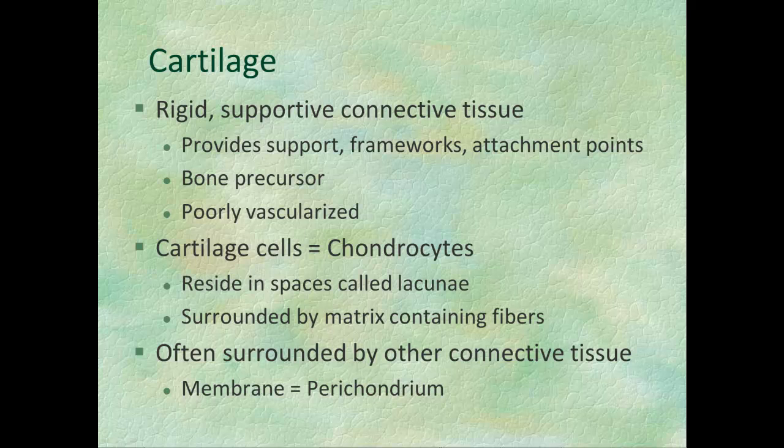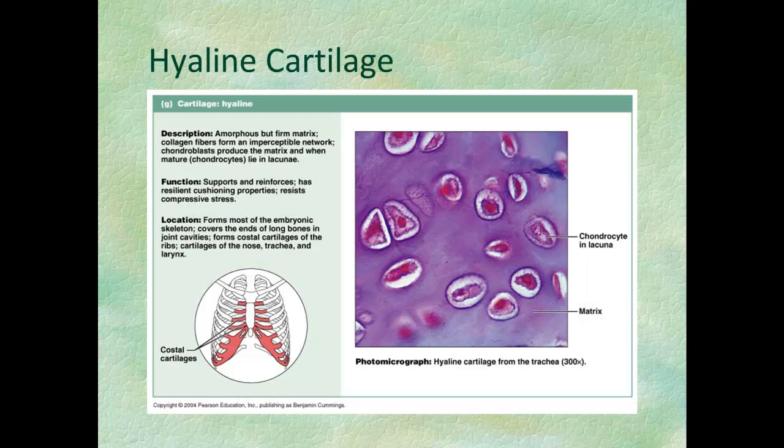Cartilage is often surrounded by other connective tissue. It often has a connective tissue covering called the perichondrium. Again, that's not unlike bone. You'll see that bone has a connective tissue covering called the periosteum. We'll start with hyaline cartilage. Hyaline is the most common type of cartilage.